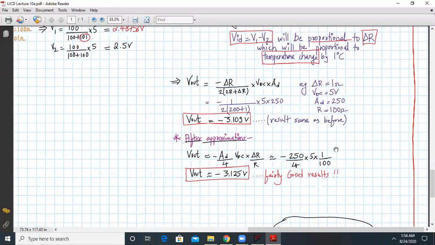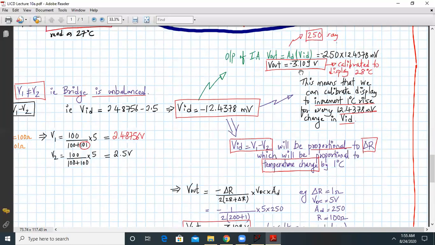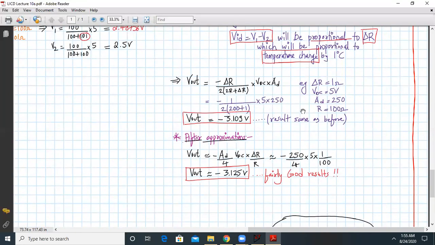Now let us see in terms of numbers how it comes out. Here delta R is 1, VDC is 5, AD is 200, and R we have considered to be 100. If we substitute these values, we get the same answer as the previous one. Vout is minus 3.109, same as before. So the analysis is correct.